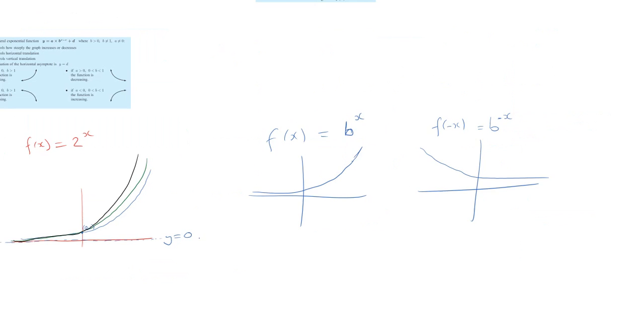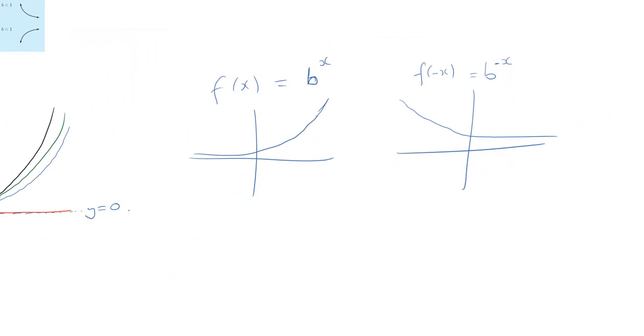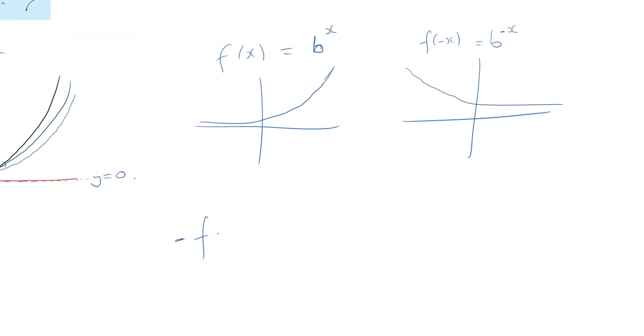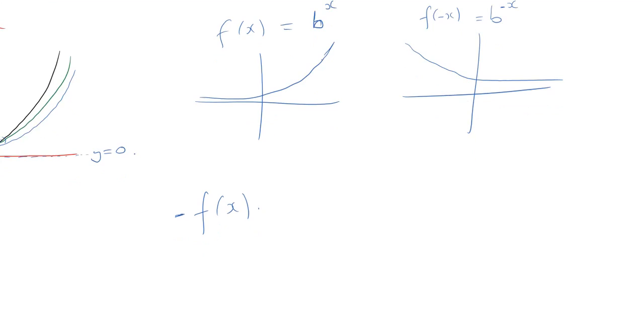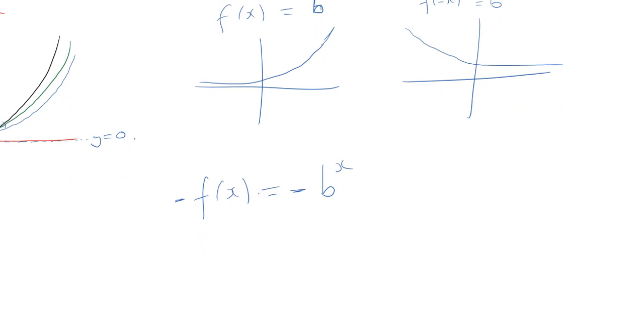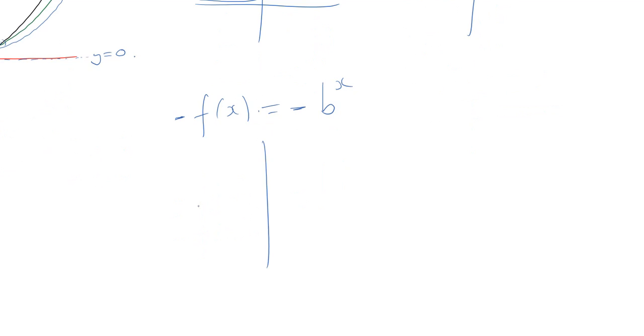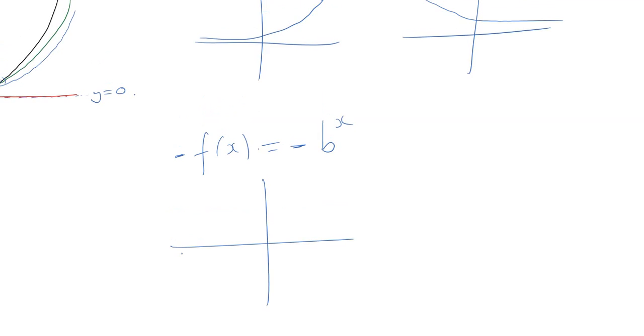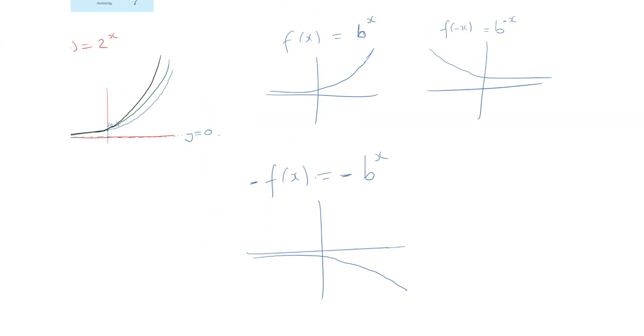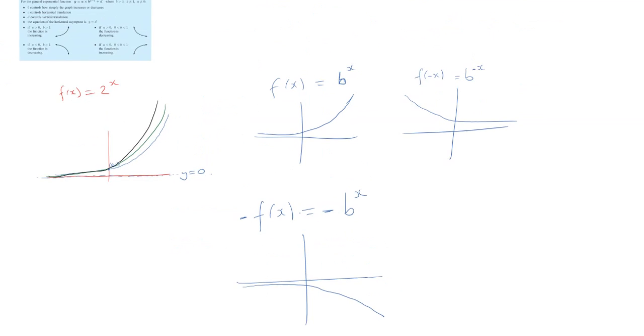Now then, what about if we think about minus f of x, perhaps? Well, that would be minus b to the power of x. So that's going to be a reflection too. That is going to be a reflection in the x-axis this time. So we're going to change that original function. A reflection in the x-axis is going to look like that. So that will be the general shape if we have that.